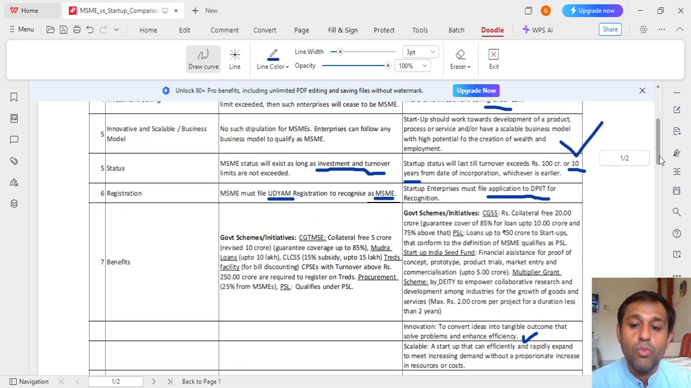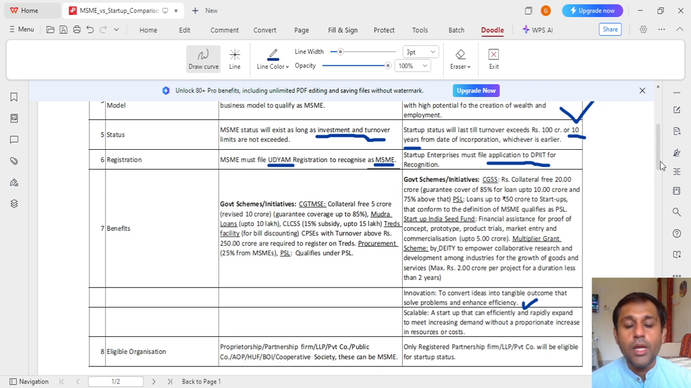Now, what are the benefits? The most crucial part that everyone needs to know is what are the major government schemes or initiatives for MSME. In the case of MSME, there is the CGTMSE scheme, under which 5 crore, now revised to 10 crore in this budget 2025, collateral free loan up to rupees 5 crore can be provided by a bank to an MSME, wherein the guarantee coverage will be 85%. It means the credit guarantee trust, that is the organization, will provide the coverage of 85%.